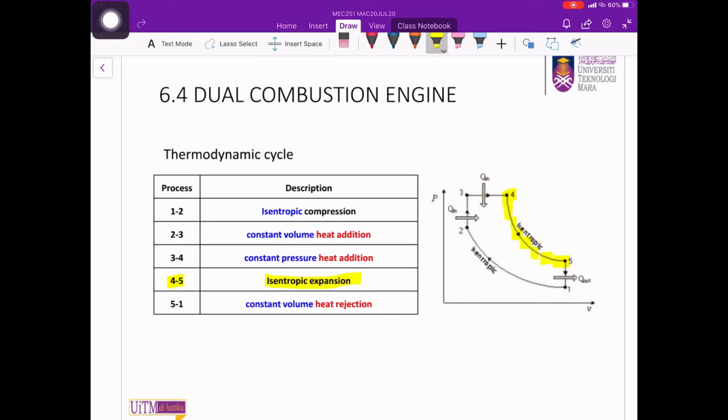Process 4 to 5 is the isentropic expansion process. Since the process works isentropically, we can use the isentropic process relations to find the properties during this process.